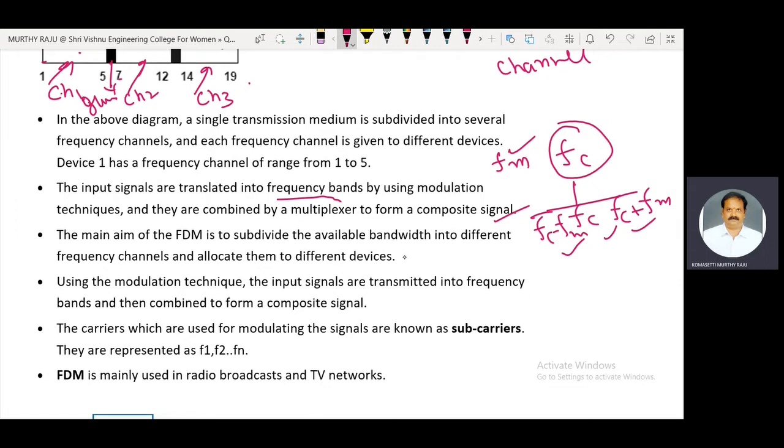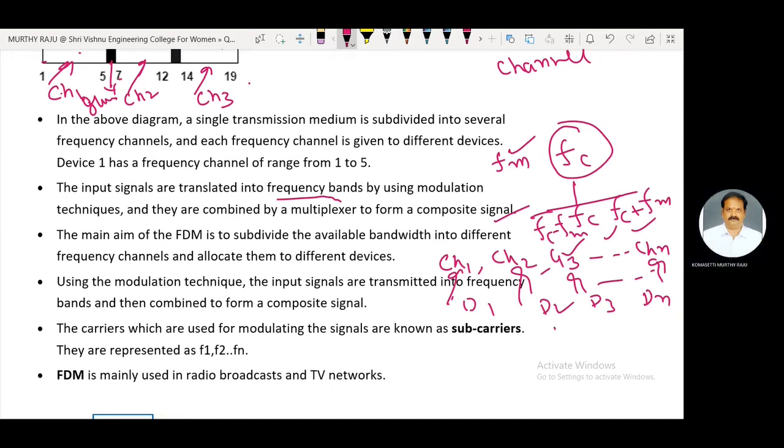and allocate them to different devices. That means channel 1, channel 2, channel 3, and channel N. After division, these channels are allocated to device 1, device 2, device 3, and so on, up to device N. The modulation technique plays an important role. The signal frequency is changed to different frequencies with the help of carrier frequency FC, giving FC, FC plus FM, and FC minus FM. Using modulation, the input signals are translated into frequency bands and then combined to form a composite signal.